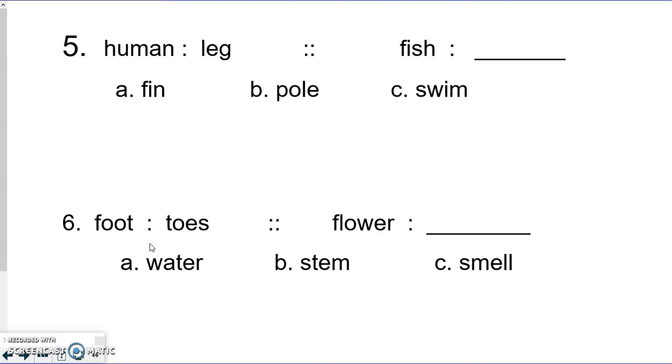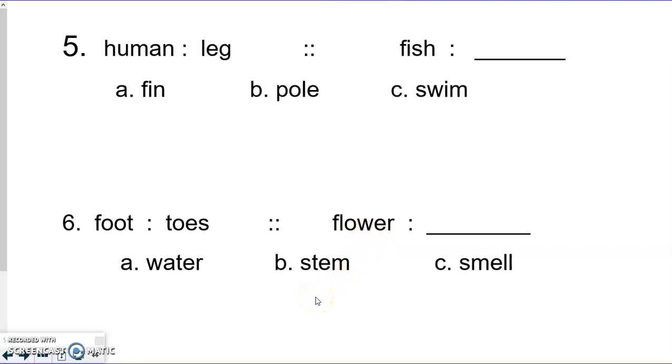Foot is to toes. All right, this time the relationship is whole to parts. Foot is the whole, toes are the parts. So you could say a foot has toes. All right, so we're going from whole to parts. So let's do that same thing at the end of the analogy. So foot is to toes as flower is to blank. So again, we're going from whole to part, and we said a foot has toes and a flower has blank.